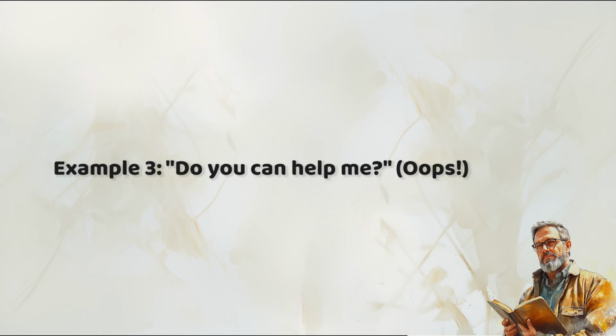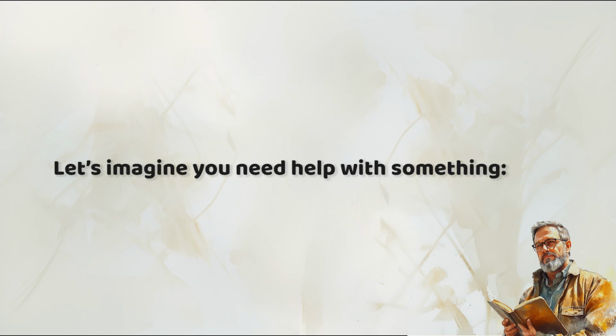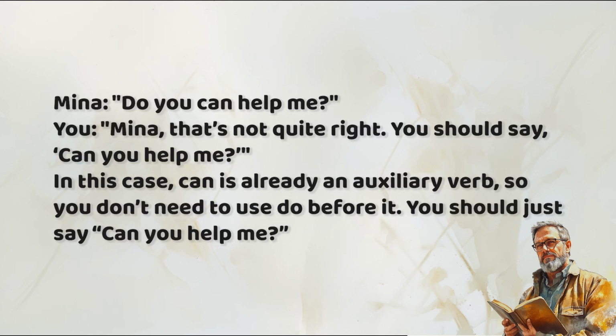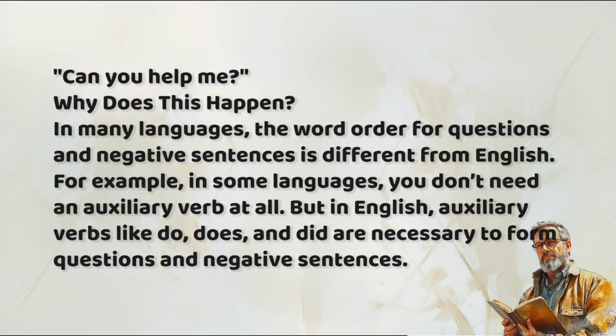Example 3. Do you can help me? Oops. Let's imagine you need help with something. Mina, do you can help me? Mina, that's not quite right. You should say, can you help me? In this case, can is already an auxiliary verb, so you don't need to use do before it. You should just say, can you help me? Correct sentence. Can you help me?